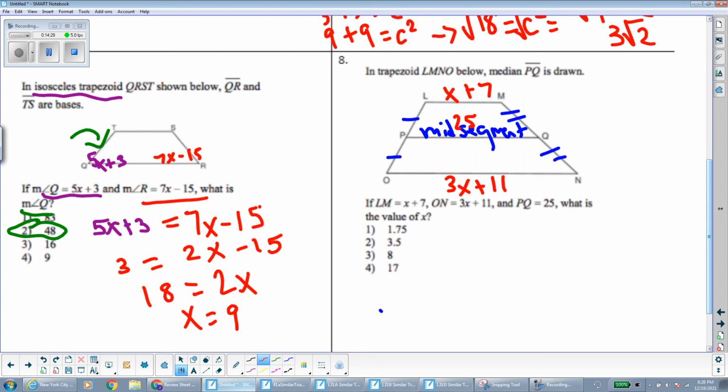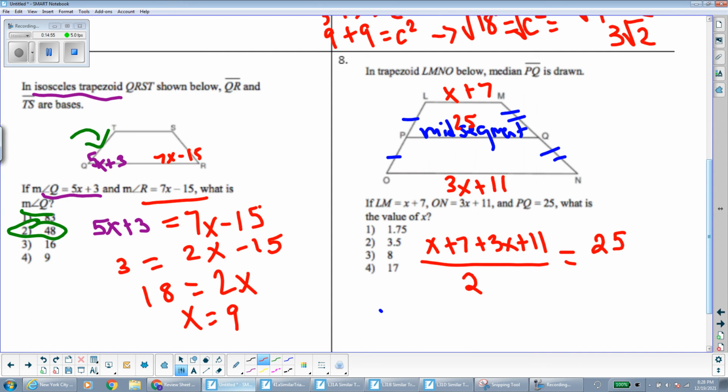So I know from class that the mid-segment is equal to half the sum of the bases. So what I'm going to do is I'm going to add the two bases up. So that's x plus 7 plus 3x plus 11. I'm going to divide them by 2 because remember the mid-segment is half the sum of the bases. So add them up and divide them by 2. And that's equal to the mid-segment, which is 25.